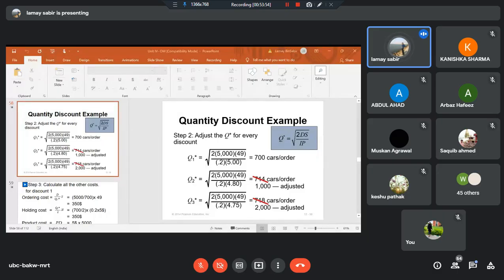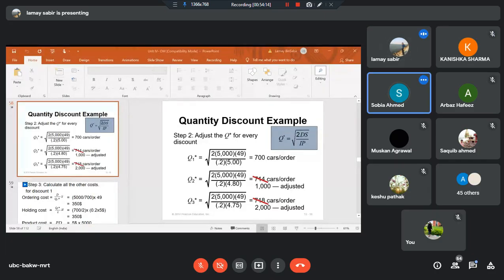ये बात आपकी समझ में आई या नहीं आई? Are you able to grasp this concept or not? Yes, sir. No? Kanishka, what's your reply? Yes, sir, I understood this. Any other, please?